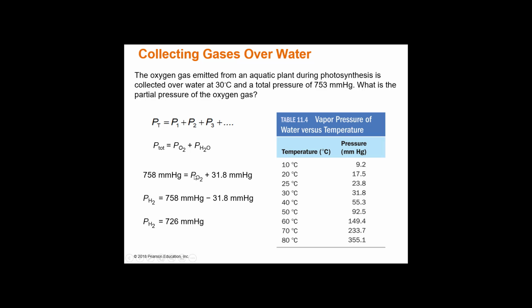Then we want to know the partial pressure of oxygen. If we look at 30 degrees Celsius, it's 31.8 millimeters mercury for the partial pressure of water. We do the subtraction, and this is 726 millimeters mercury. However, if we were to take the correct value and subtract from it, it would be 721. So this value should actually be 721 based on this value here, but I forgot to correct this. But that's it.